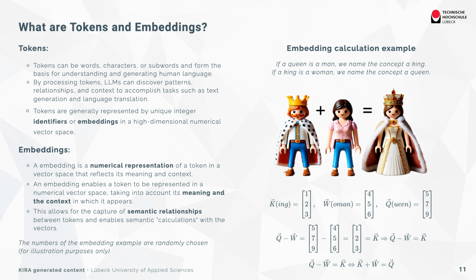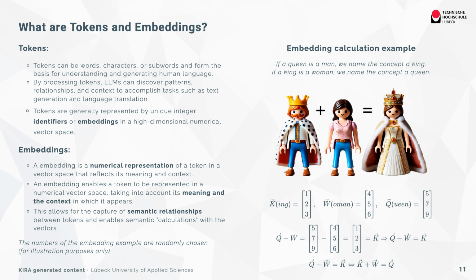An embedding is a numerical representation of a token in a vector space that reflects its meaning and context. An embedding allows a token to be represented in a numerical vector space so that its meaning and the context in which it occurs are taken into account. This enables the capture of semantic relationships between tokens and enables semantic calculation with the vectors.